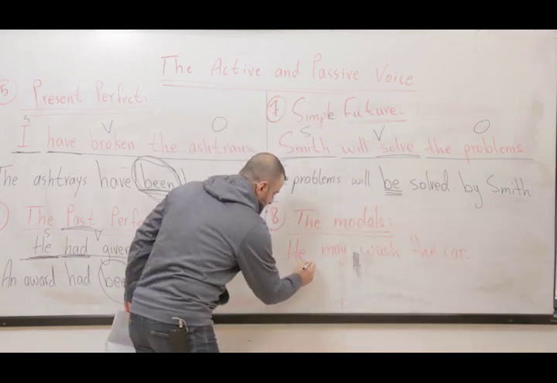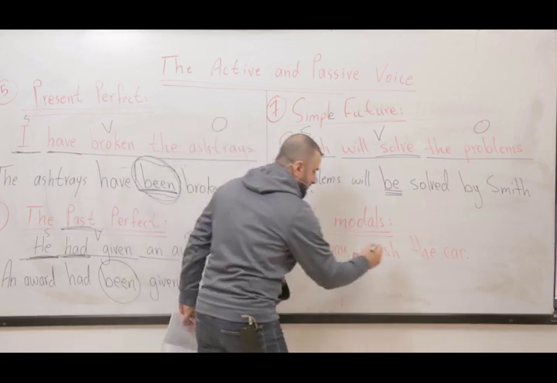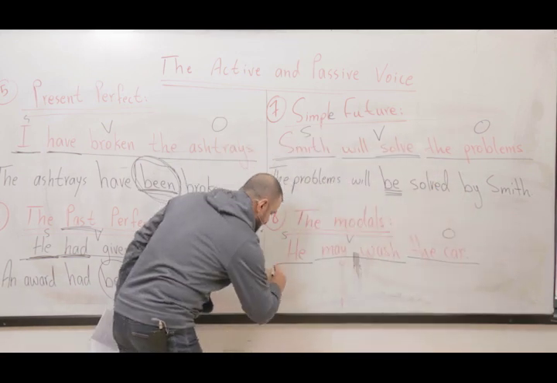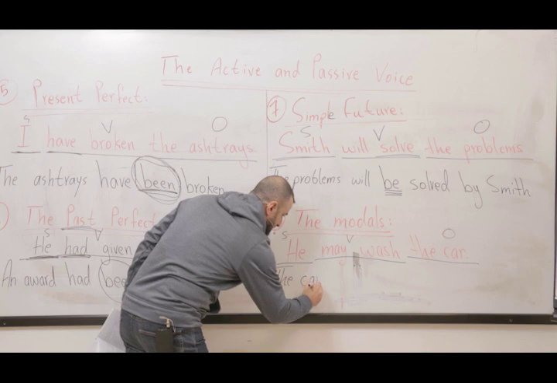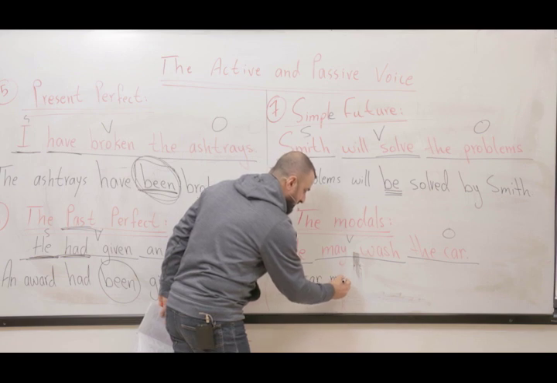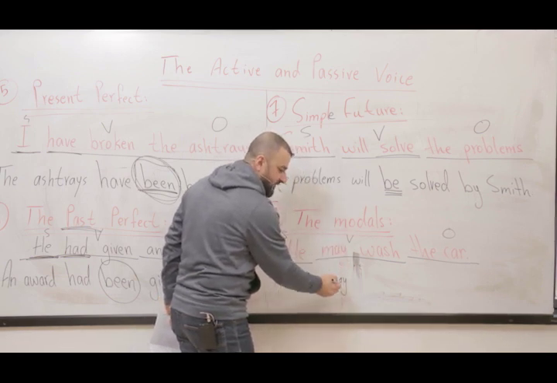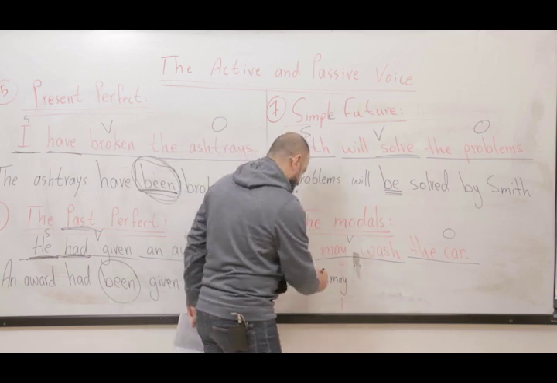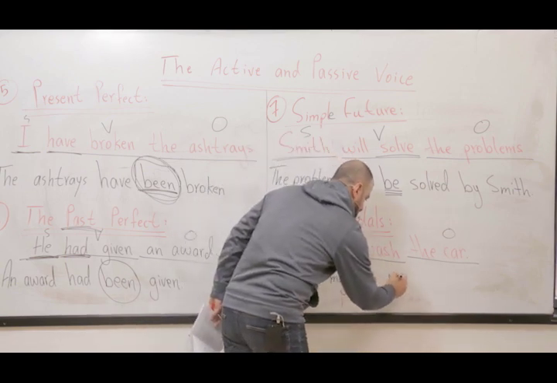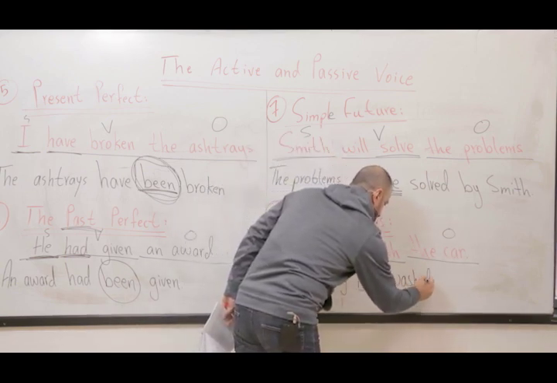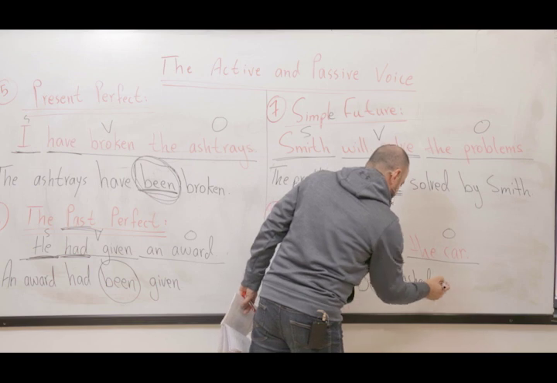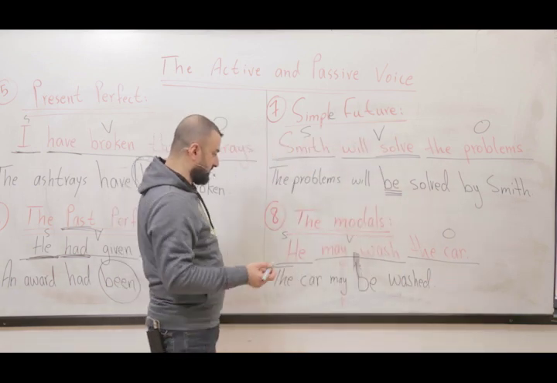Let's underline first the subject. He, subject. May wash, verb. The car, object. Let's put here first the car. If we have here may, you have to print here may. If we have here can, you have to print here also can. So the car may, we have to add also be. And the part 3 of wash, washed. Here we have a pronoun. It's not necessary to put by. So the car may be washed.